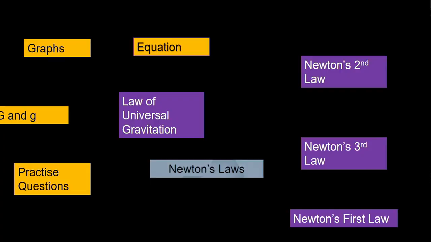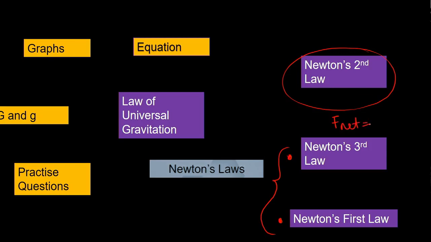So let's have a look at the screen, and we see that we have already discussed his first law and his third law. Why those are together is because we usually have to answer them in words and explanation. And then Newton's second law we've discussed as F net equals ma. Okay, so that pops up again every now and again in this law of universal gravitation.